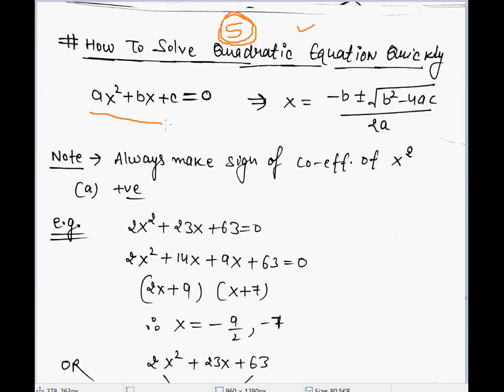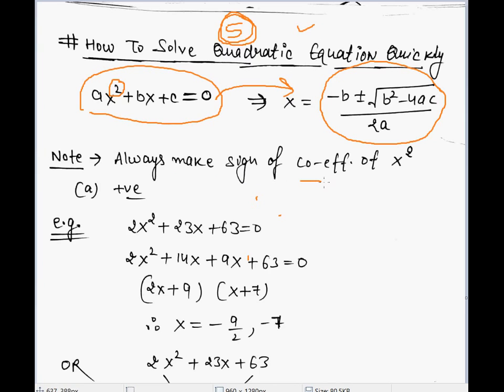This is the quadratic equation form. Quadratic means power is 2. We also know that the solution of this can be obtained by this formula. But if we use this formula again and again, we are not getting a good score in a timely manner. Now, how to solve any quadratic equation very quickly? Let us start. First, read these very important notes.